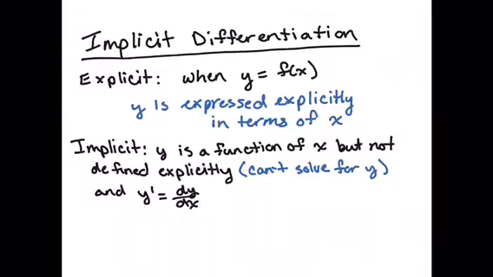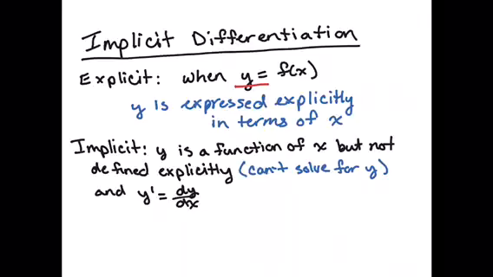This lesson is on implicit differentiation. Up until now, when we have found the derivative of a function, the function has been defined explicitly, meaning we could write it as y equals something that is a function of x only. So the terms on the other side of the equal sign were some combination of x's and functions of x's and constants. Implicit differentiation is used when we know y is a function of x, but it's not defined explicitly.